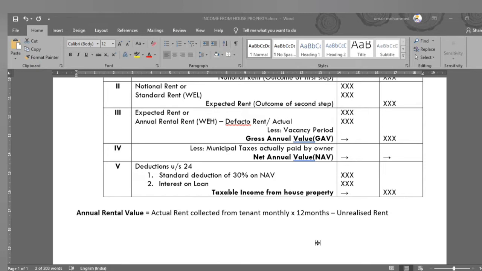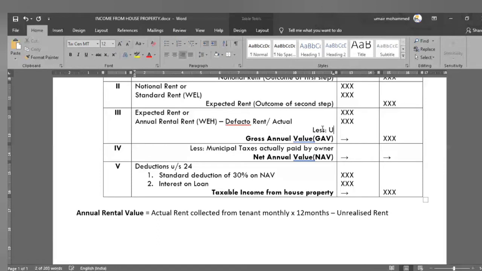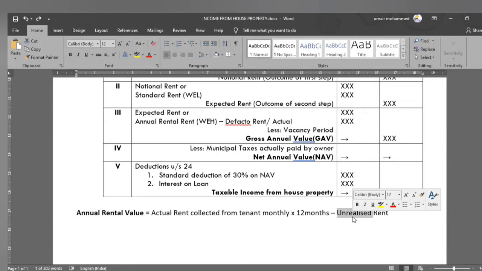And this loss is termed as unrealized rent, even though the tenant is staying in the house but is not paying rent. So don't get confused between vacancy period and unrealized rent. Both are totally different. Vacancy period: the house is vacant and the owner is unable to find a tenant. Whereas unrealized rent: the house is occupied, but the tenant is not paying for various reasons. So it is a loss. If a tenant is not paying the landlord the house rent, it's a loss.